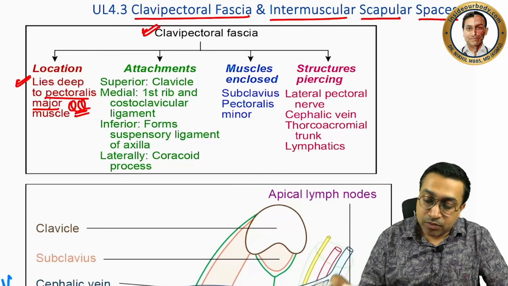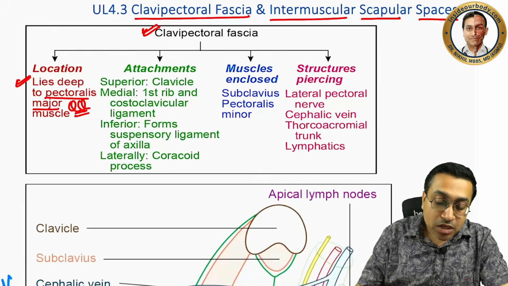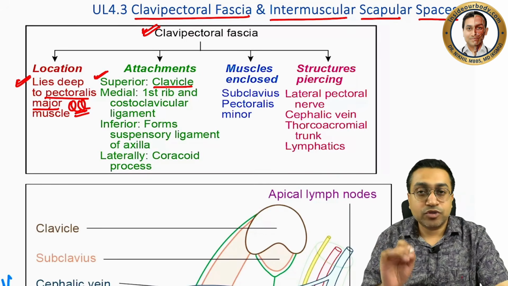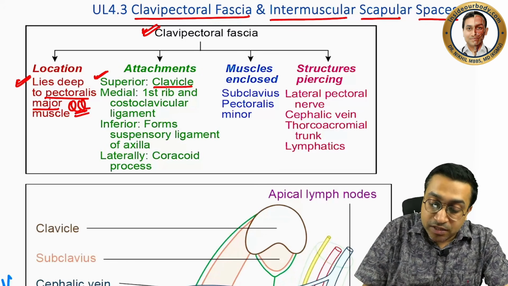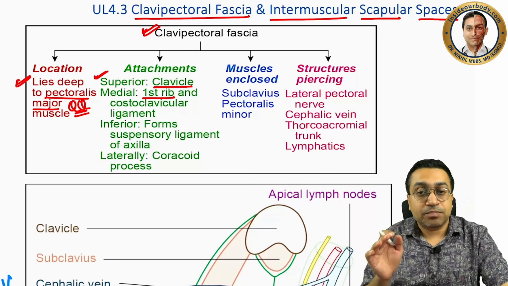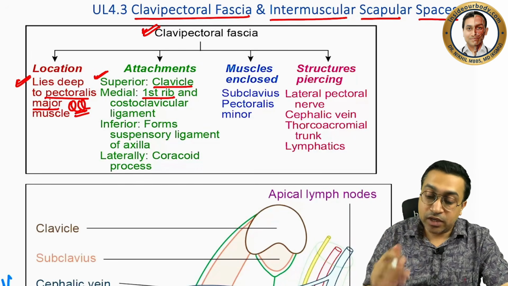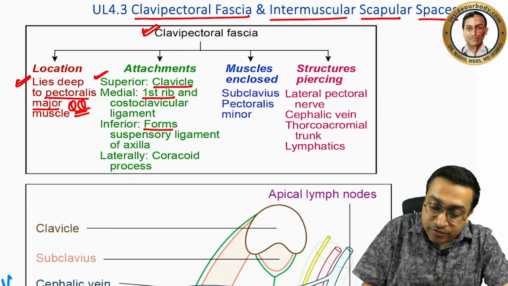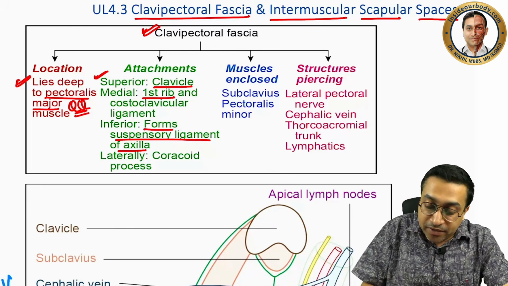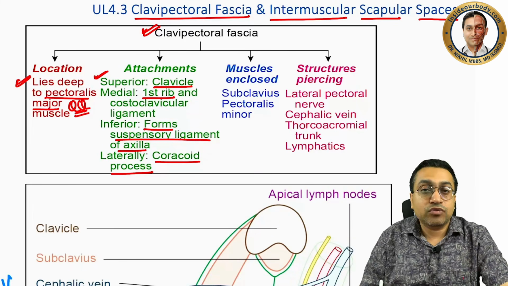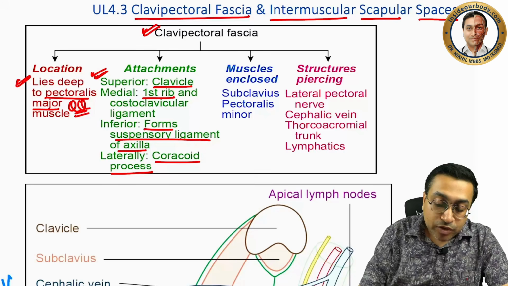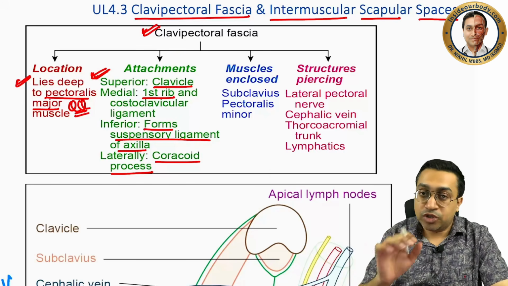So let me see what are these. So number one, the superior attachment, that is the clavicle, which we saw in 3D. Medially, there is also something, that is the first rib and the costoclavicular ligament. Okay, so then inferiorly, it forms the suspensory ligament of the axilla, and laterally I showed you, that is the coracoid process of scapula. So we know the attachments of this fascia, the location of this fascia.